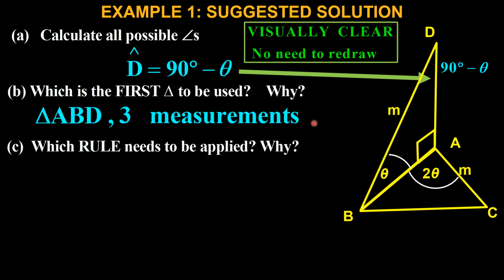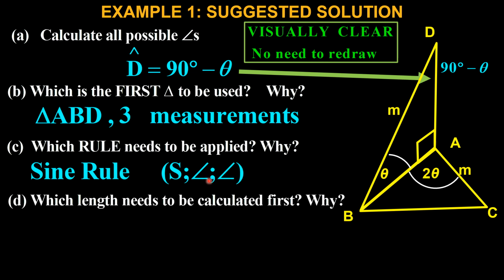Now, which rule to apply? I know we have a right angle triangle, so we can use our trigonometrical ratios. But I would advise here, just look at the information. I've got an angle and an angle, so more than one angle. As soon as we have more than one angle, we can always apply the sine rule. So I would suggest applying the sine rule instead of your other trigonometrical ratios. Sine rule, because I have a side with 2 angles.